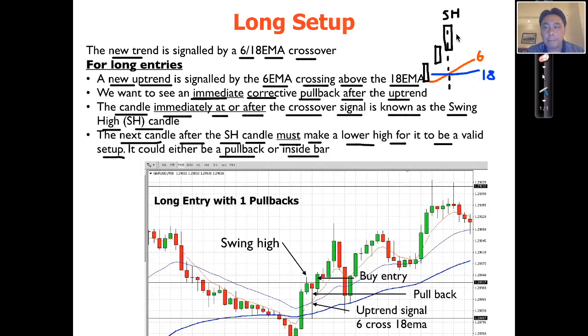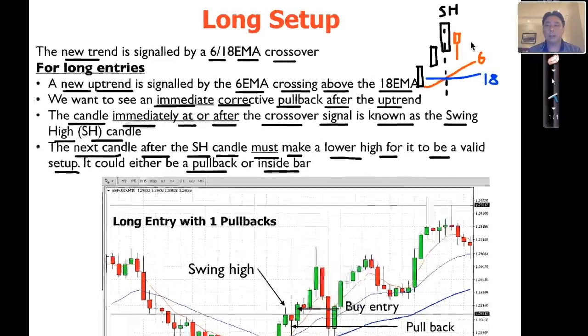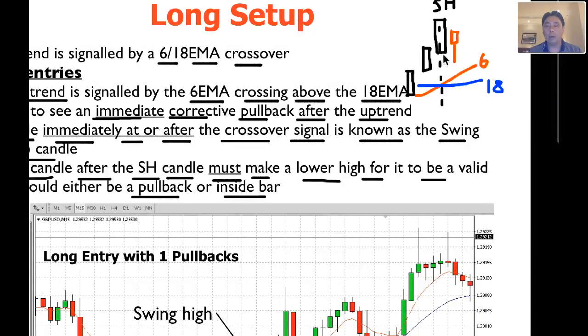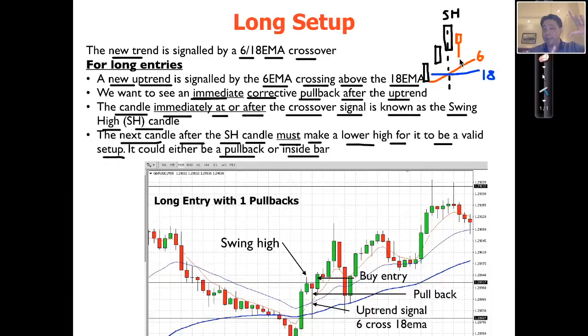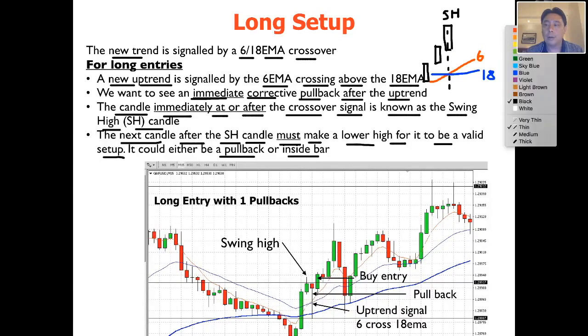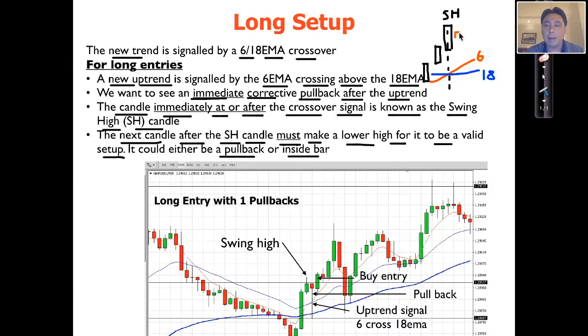So it could be a pullback candle, which makes a lower high and a lower low. That qualifies as a setup. In this case, it's a pullback. Remember: pullback, lower high, lower low. Or it could be an inside bar that appears. That is also allowed. So after the swing high candle, you have an inside bar that appears like that. That makes a lower high, but in this case a higher low. So that's also a qualified setup pattern.